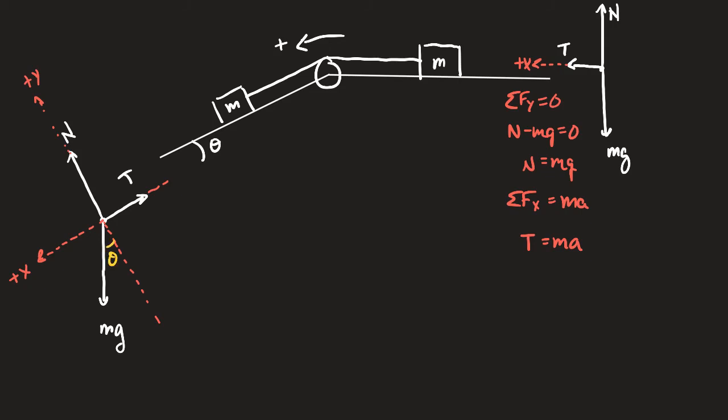This is theta, and therefore I need to break up the weight into two components. And boy, I've done this so much. I'm really hoping this has begun to sink in some. This is mg cosine theta. And this one is mg sine theta.